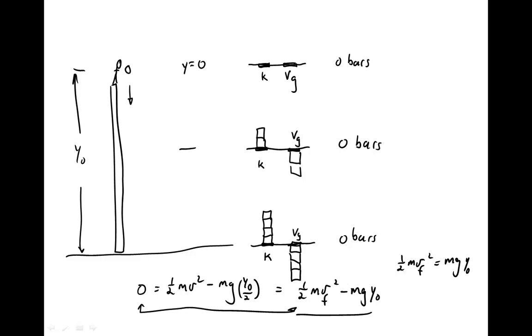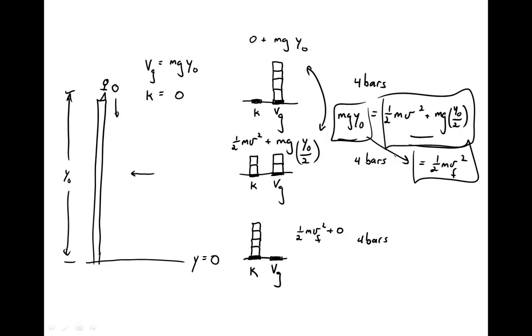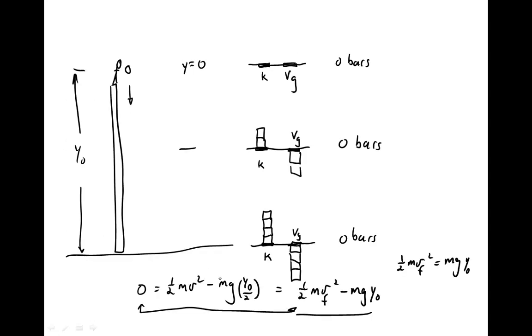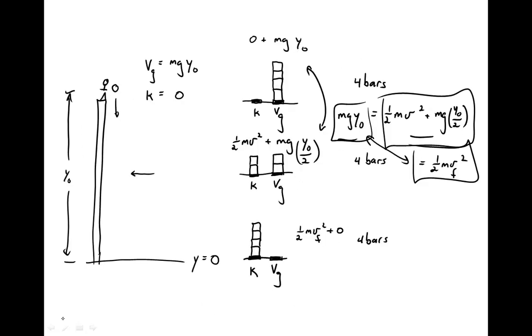But 1/2 mv final squared equals mg y0, that's the same as setting these two equal to each other. So the mathematics really does not change. In addition, I could take this term right here and bring it over there, and I would get the same thing if I took this term over here. I'd still get mg y0 over 2 equals 1/2 mv squared. I'll let you do that, but you'll see the expressions are identical.